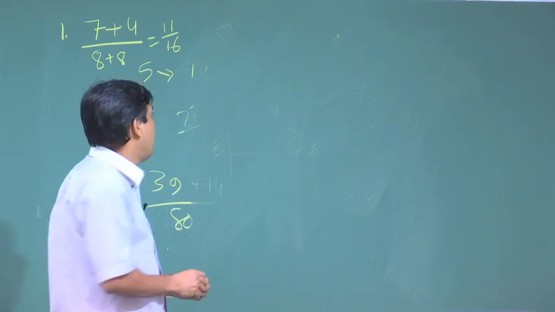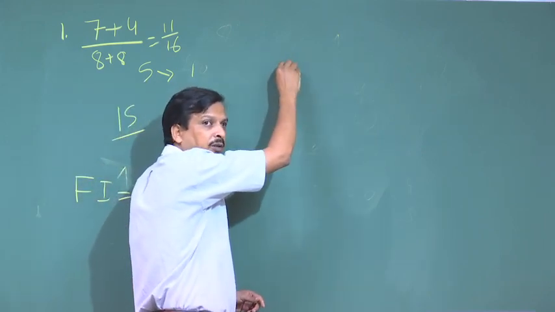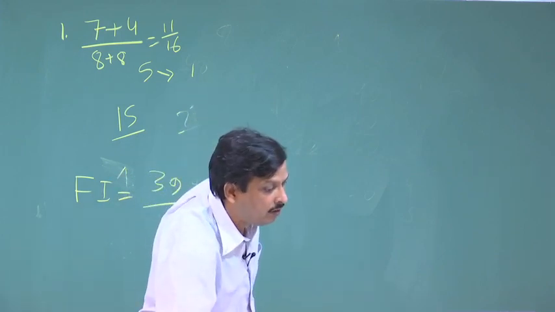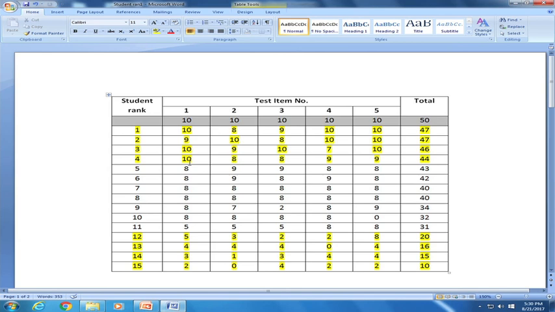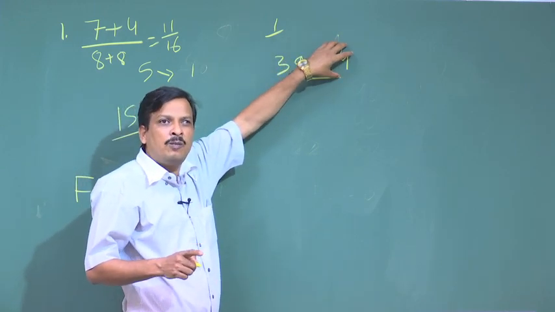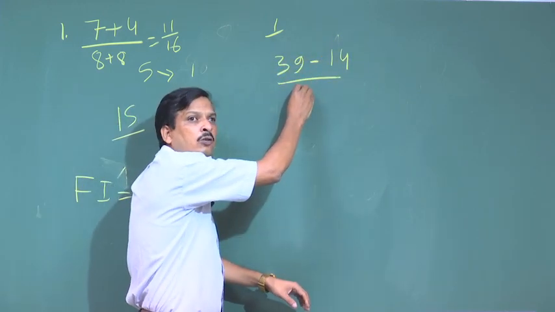So, to find the discrimination, if I go again to table number 1, the total marks obtained by the upper group for test item 1 is 39, minus the total marks obtained by the lower group, which is 3 plus 2 is 5, plus 5 is 10, plus 4 is 14, divided by the total marks of each group. I want to know how good the test item is for discriminating good students from bad students.